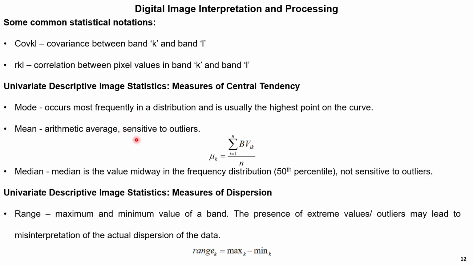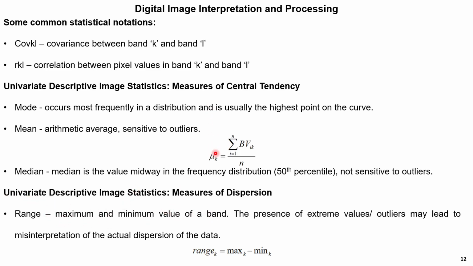Then we have a mean, that is arithmetic average, and it is sensitive to the outliers. So if you have some value that is very unusual, your average will be affected by this unusual value. And median is the value midway, that is the 50th percentile value, and it is not sensitive to the outliers because it is dependent on the number of elements that are present in it.